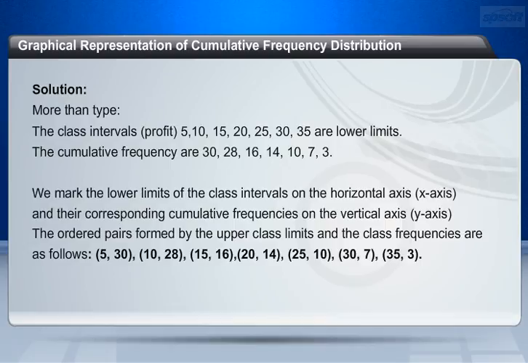We mark the lower limits of the class intervals on the horizontal axis, that is, the x-axis, and their corresponding cumulative frequencies on the vertical axis, that is, the y-axis. The ordered pairs formed by the lower class limits and the cumulative frequencies are as follows: 5, 30, 10, 28, 15, 16, 20, 14, 25, 10, 30, 7, 35, 3.